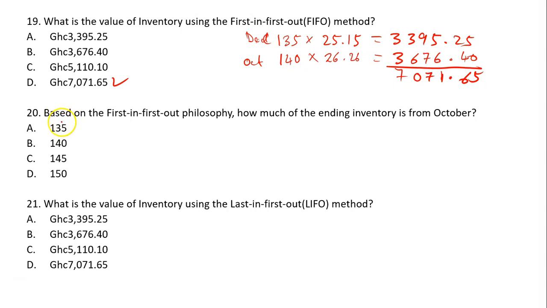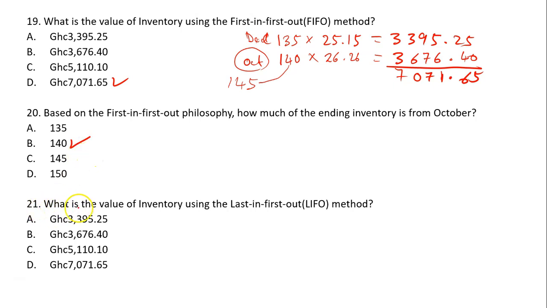So let's look at question 20. Question 20 says, based on the first in, first out philosophy, how much of the ending inventory is from October? So from October, in October we have 145, isn't it? So 140 of it is coming from October. Okay, based on the first in, first out. So the correct answer for question 20 is B.